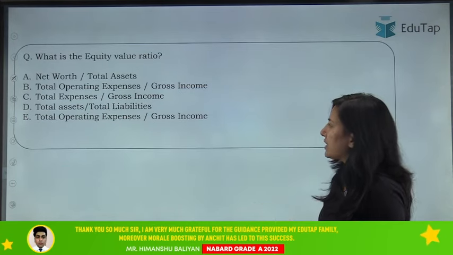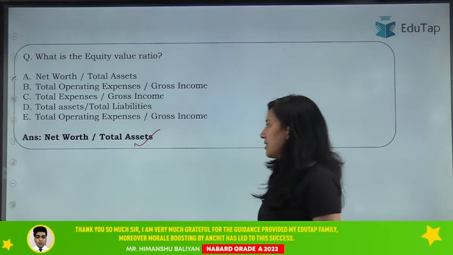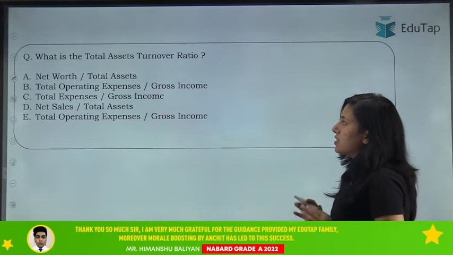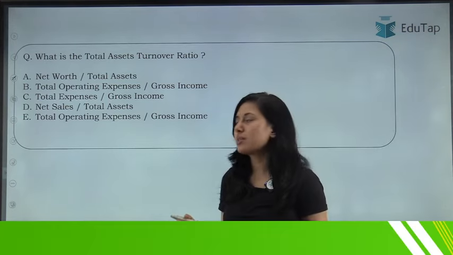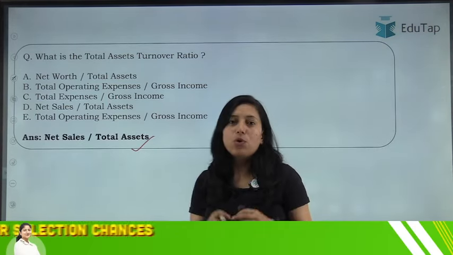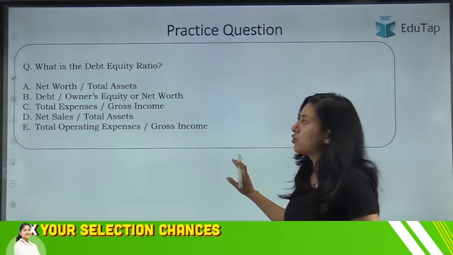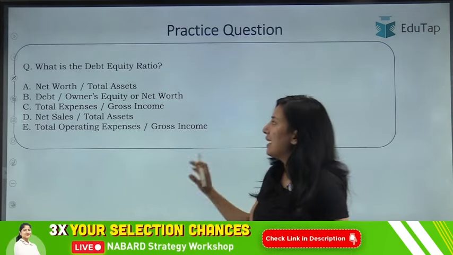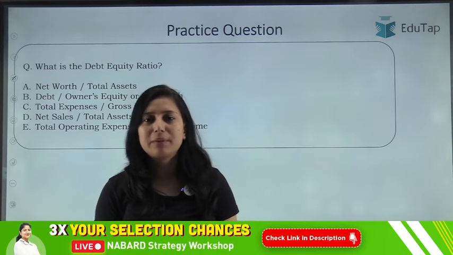The next is, what is equity value ratio? So it is net worth upon total assets. Then we have, what is total asset turnover ratio? Total asset turnover ratio is basically your net sale upon total assets. Then there is a practice question for you, and you have to tell me what is the debt equity ratio. You have to solve this question, and do let me know the answer in the comment box.